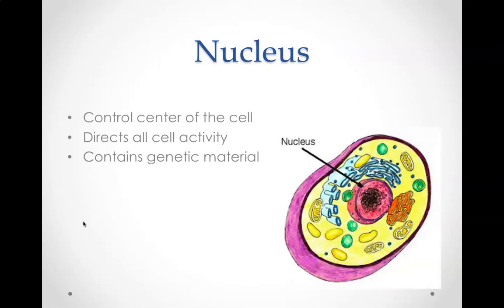Next up, we have the nucleus, which is this big guy. So look for the biggest looking organelle in your picture, and that's the nucleus. And so that is the control center of the cell. It directs all cell activity, and it contains the genetic material. So all of our DNA, all of our genes are contained in there, and that acts as instructions for the rest of our cell. We wouldn't be able to do any of the functions in our cell without the nucleus.